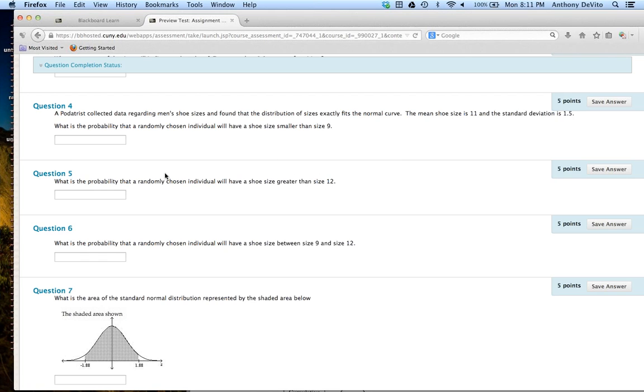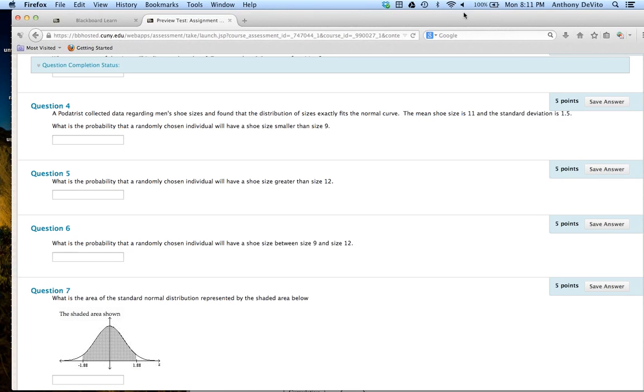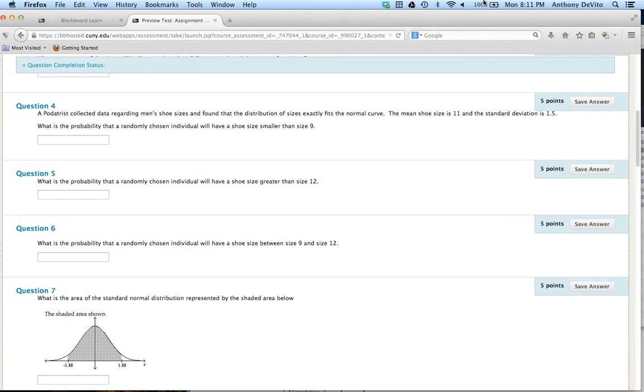Question 5: what's the probability a randomly chosen individual has a shoe size greater than 12? Well, 12 minus 11 is 1 greater than the mean, divided by the standard deviation, which is 1.5, would be 1 over 1.5, which is about 2/3 or 0.67. You can go to your table and find the area below that, right? But that's the area below 12. It's asking you for the area above 12. So you'd have to subtract that from 1, or from 100%.